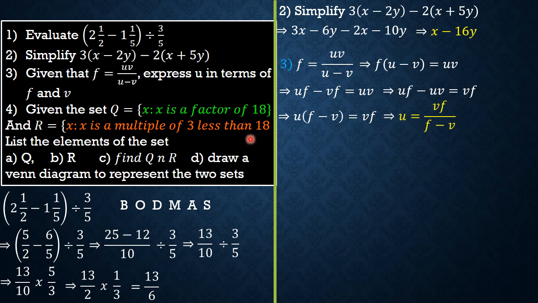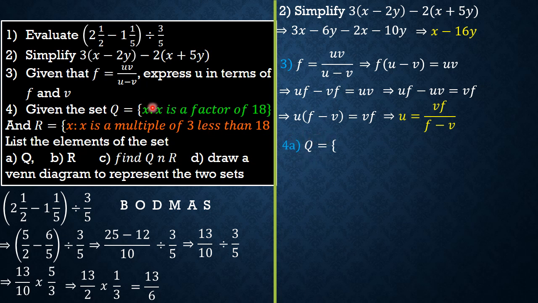All right. So question 4 is saying that given that the set Q is equal to x such that x is a factor of 18 and R is x such that x is a multiple of 3 less than 18, we should list the elements of the set Q and R. Then find Q intersection R and draw a Venn diagram to represent the above information.